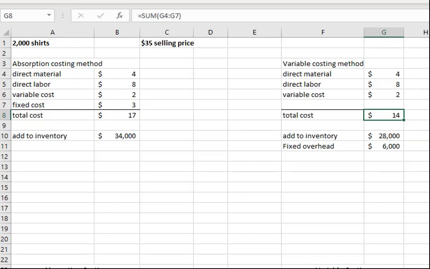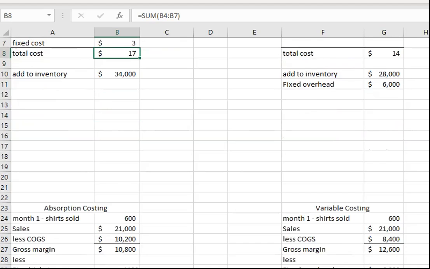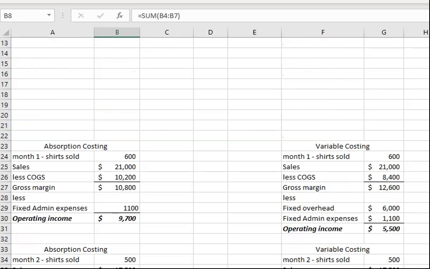So with the variable costing method, we're only going to add $28,000 to inventory, because it's 2,000 shirts at $14 a shirt. And we're going to add $6,000 of fixed overhead to our expenses for the month. Now, under the absorption costing method, we are going to add $34,000 to our inventory because we have 2,000 shirts at a cost of $17 per shirt. Now, as I said, these are going to sell for $35 a shirt.